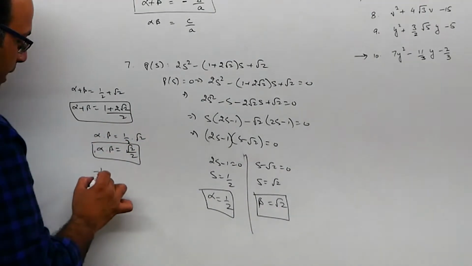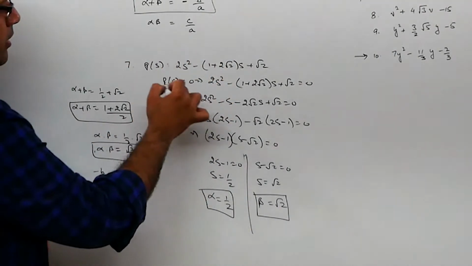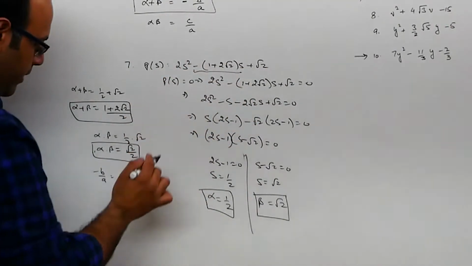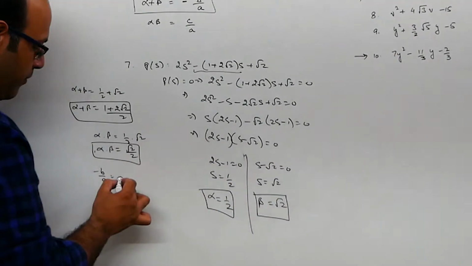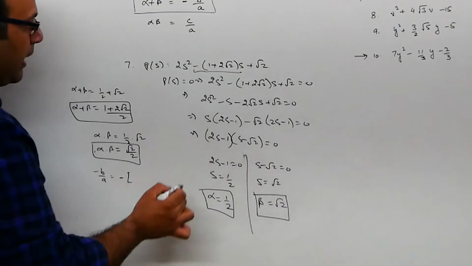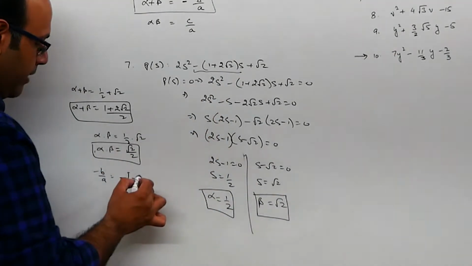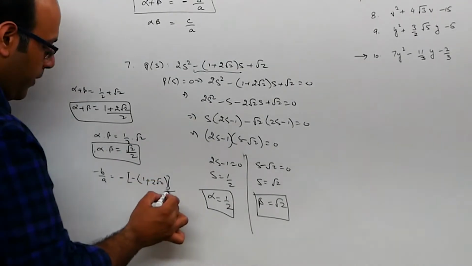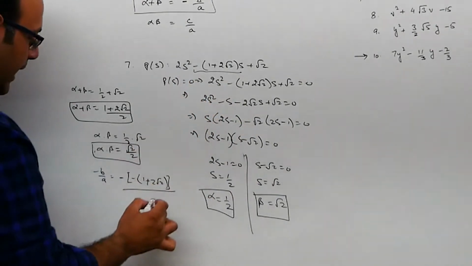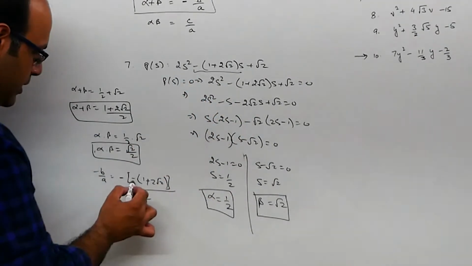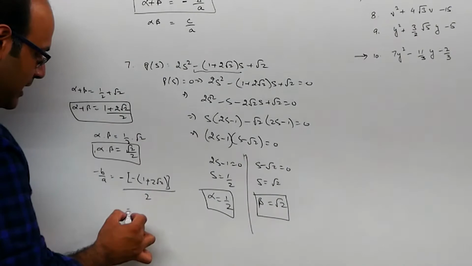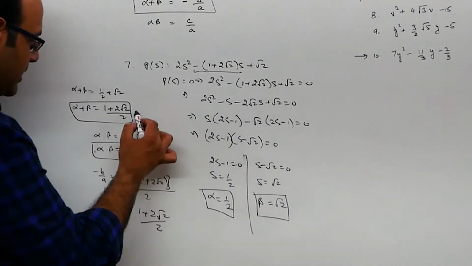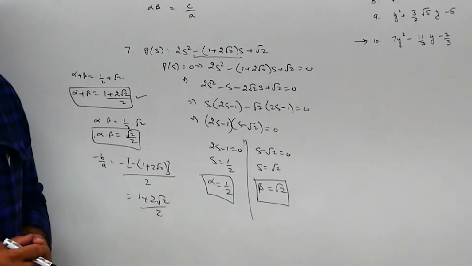So negative b upon a. Now this entire term is b, including the negative sign. This is b. So negative b upon a will be negative of b. And b is minus 1 plus 2 root 2 divided by a, which is 2. So this negative and this negative cancel out. I'll get 1 plus 2 root 2 upon 2, and this is exactly what my expression for alpha plus beta is, right?